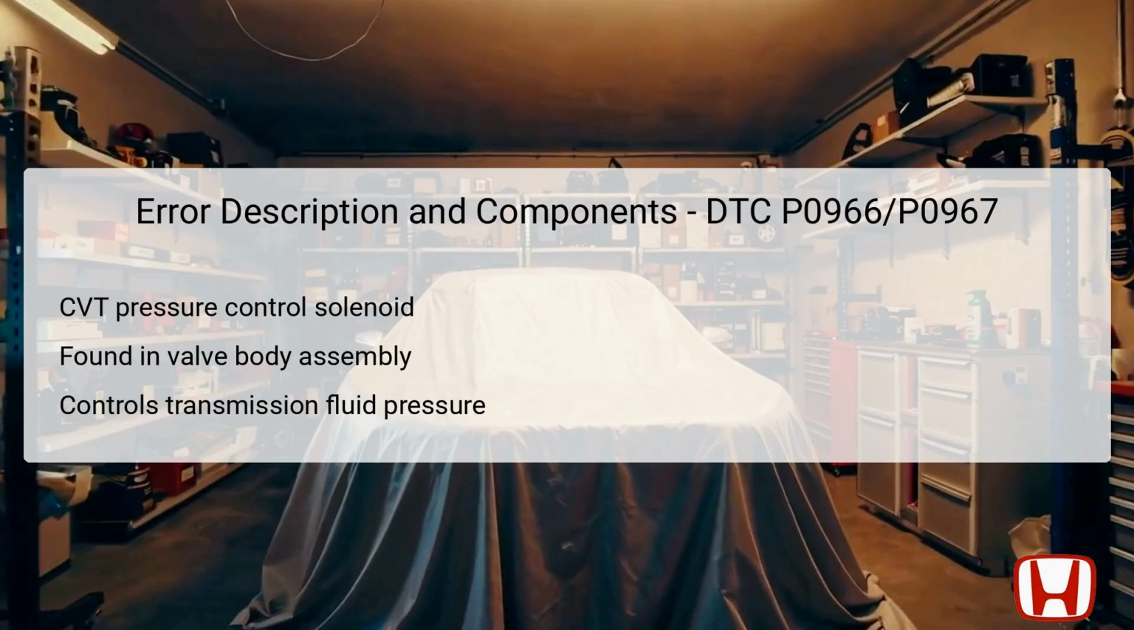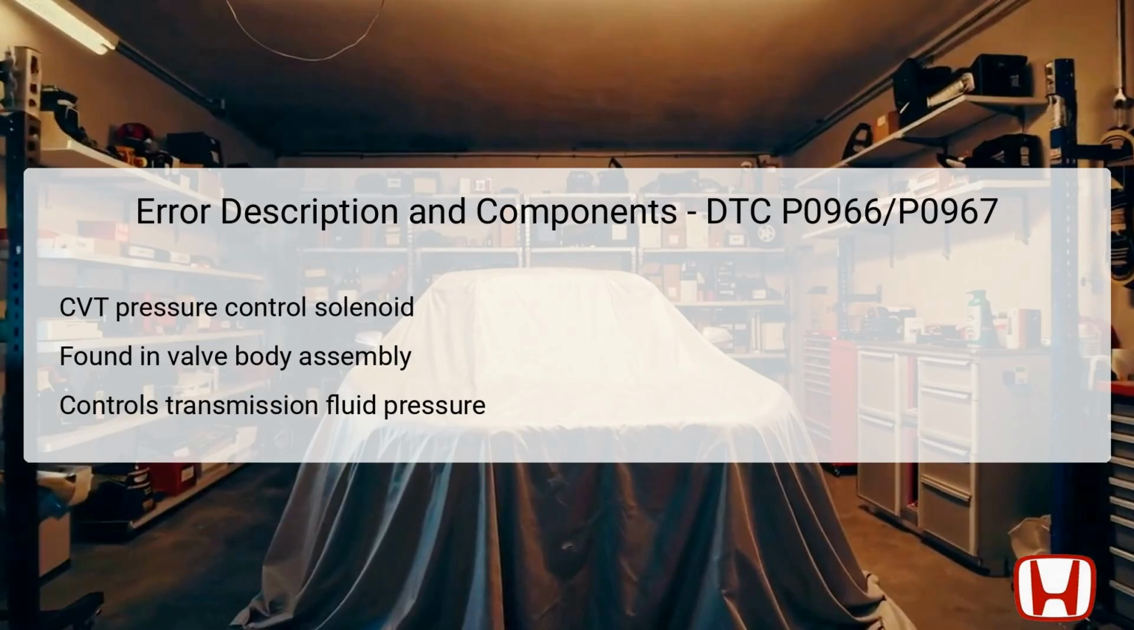DTC P0966 indicates that the TCM is unable to detect the specified flow of current to the CVT-driven pulley pressure control solenoid valve when commanded on. This solenoid valve, integrated with the valve body assembly, plays a crucial role in regulating pressure within the continuously variable transmission system. Proper pressure regulation is vital to ensure smooth gear transitions and overall transmission efficiency.